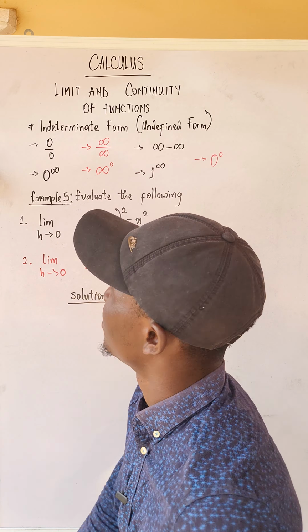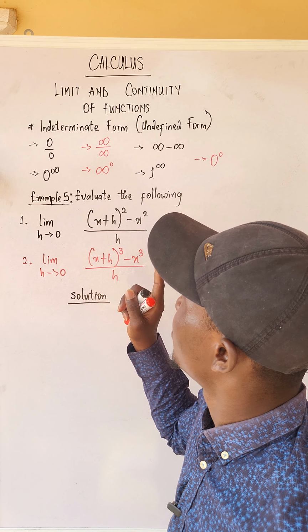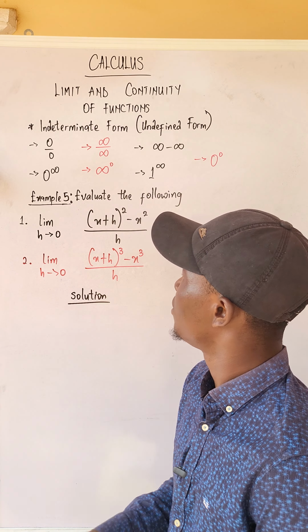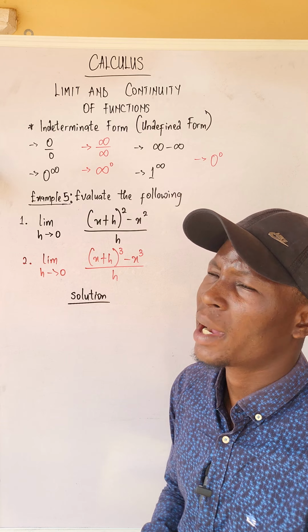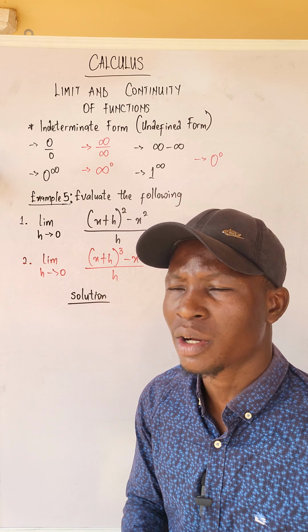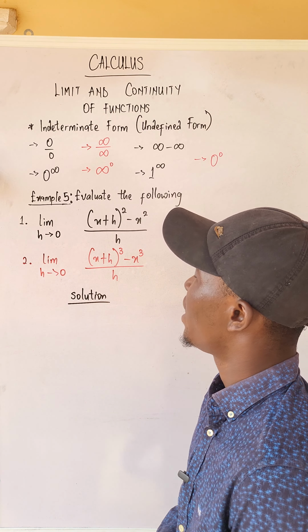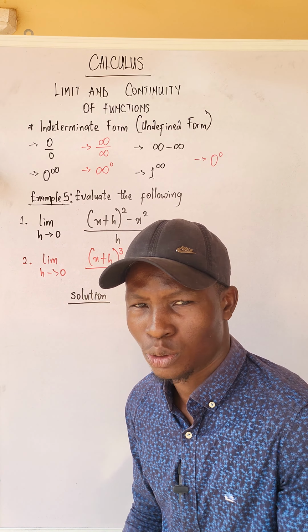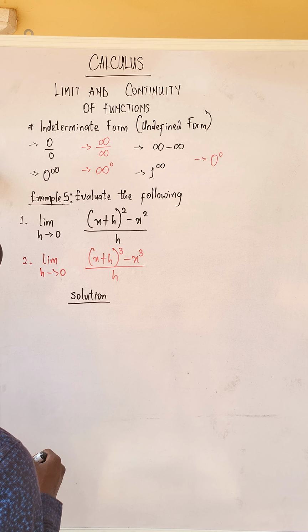Still under limit. Example 5. The question says evaluate the following. Question 1: limit as h tends to 0, (x plus h) all square minus x square, over h. Yours will be solving limit as h tends to 0, (x plus h) all cube minus x cube, over h. Solution. Let's just go straight to our question.